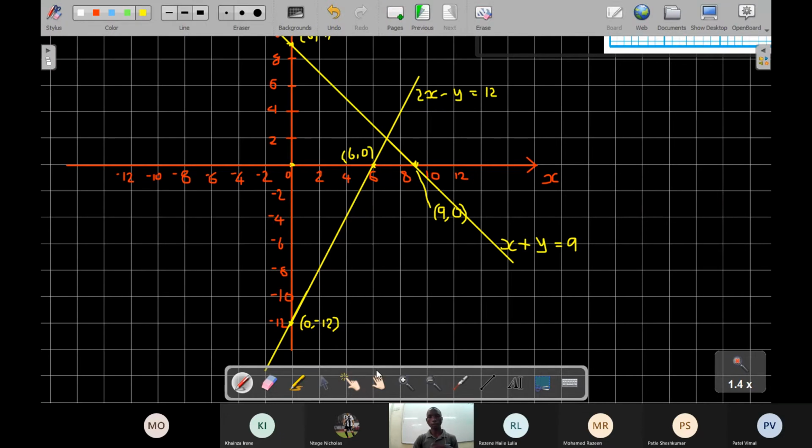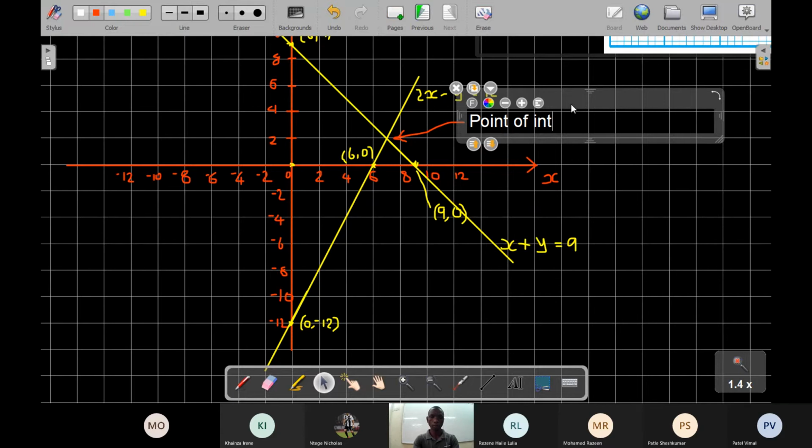So now, after drawing like that, we can get our solutions. And what are the solutions? The solutions are simply where those 2 lines are meeting. So you can see where they are meeting. These 2 lines are meeting here. This is the point of intersection. I think I can write here that this is the point of intersection.